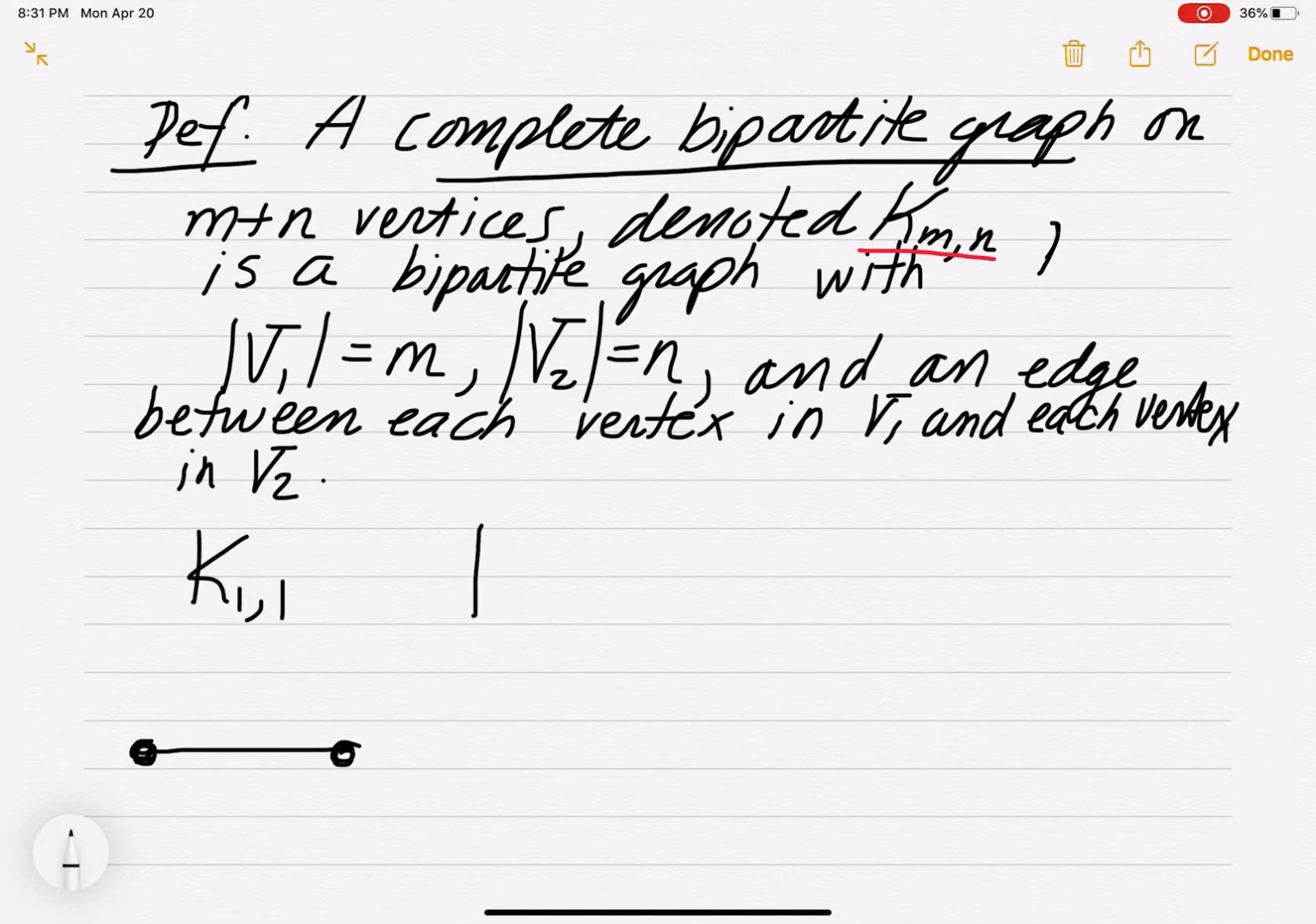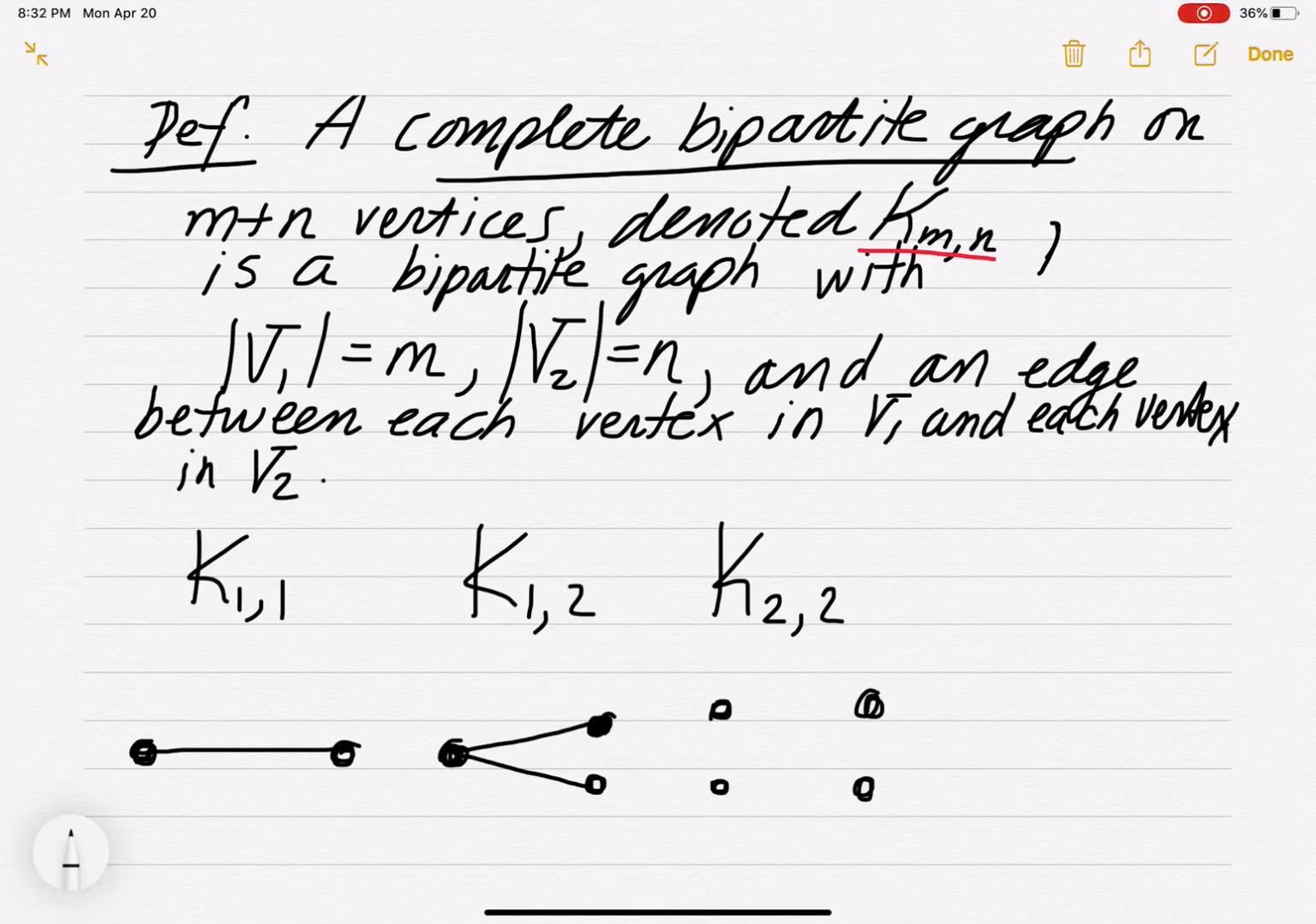Let's do K_{1,2}. Your left set, V1, is going to have one vertex, and your right set, V2, is going to have two vertices, and you're going to make connections between V1's vertex and V2's vertices. How about K_{2,2}? That means you're going to have two vertices in the V1 set and two vertices in the V2 set, and you're going to make all the connections you can between the left side and the right side. That goes to that, and then the second vertex has to go to the others.